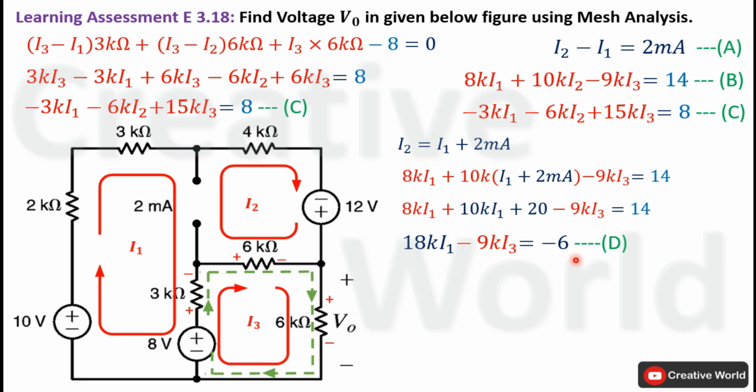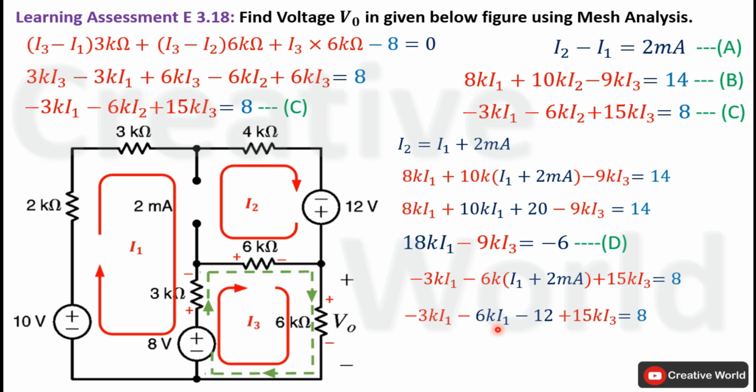Now we will label this equation as equation D and replace current I2 inside equation C with this expression. Here current I2 is replaced with I1 plus 2 milliampere. Open these brackets, take the product of minus 6k and I1, it will become minus 6k I1. Similarly, minus 6k and 2 milliampere will result in minus 12 volt. Now place this minus 12 volt on the other hand side of equal and add these values together because both of these have the same variable. So the equation will become minus 9k I1 plus 15k I3 equal to 20. And this equation will be labeled as equation E.